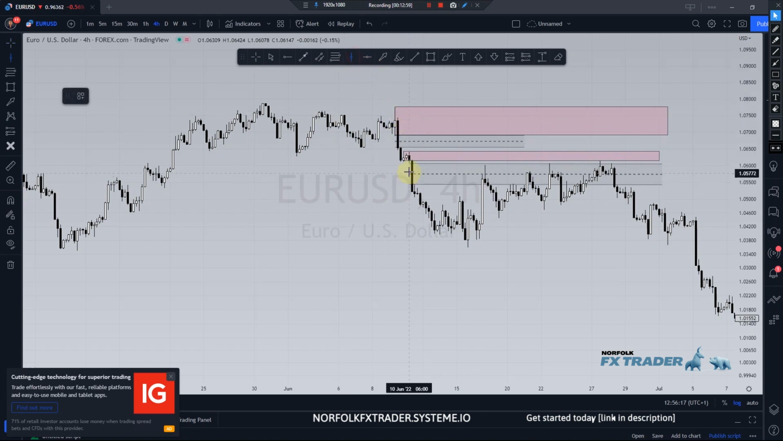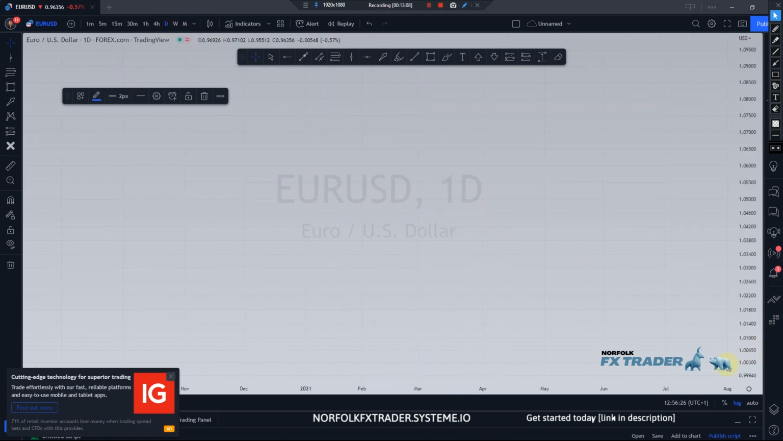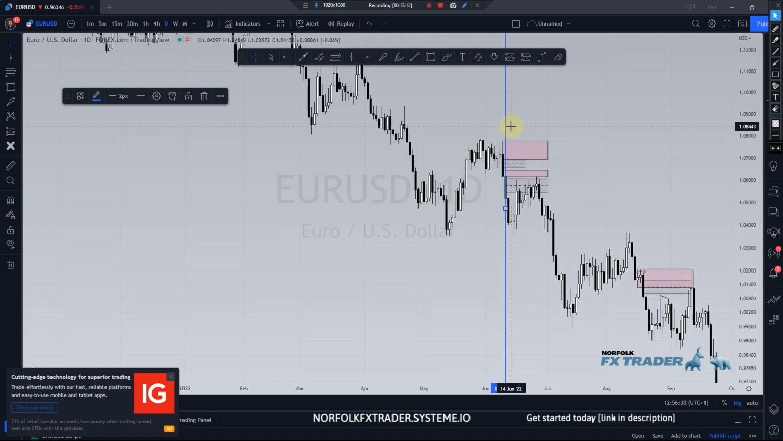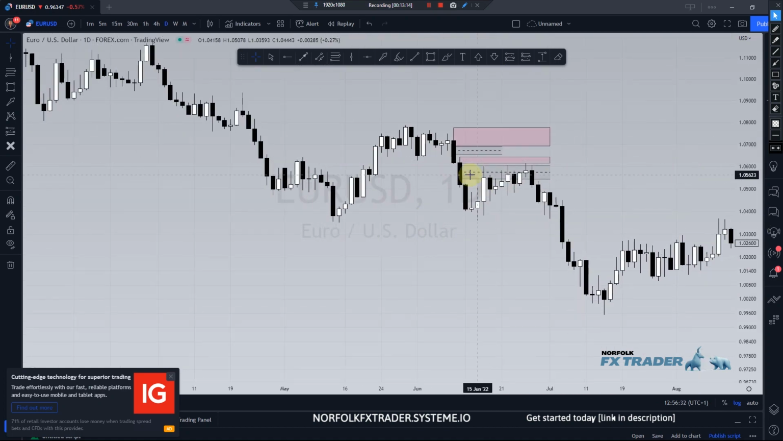Remember, the third step is we need to make sure this area of 4-hour supply is nested inside a daily zone. So let's go to the daily time frame. And we can identify here that the second zone, which we marked here, is not in fact inside or nested on a daily zone, but this higher zone is. So we would not be able to take this trade based on that information.